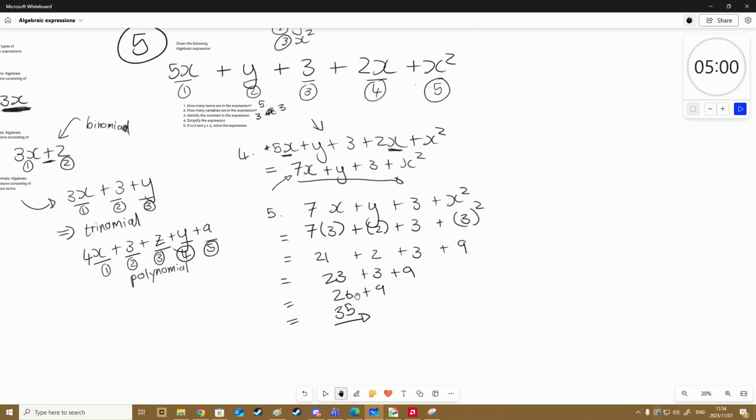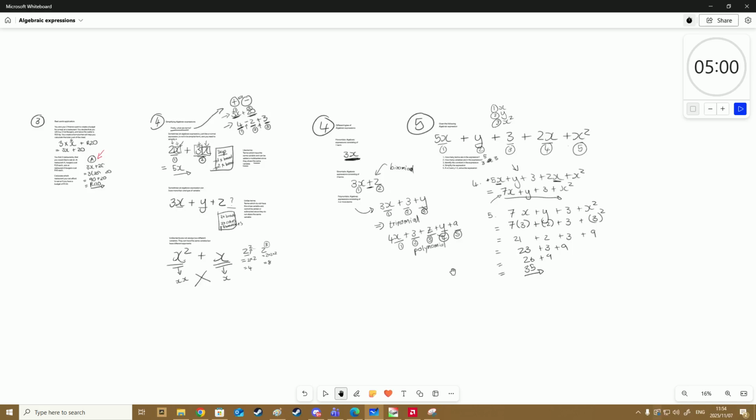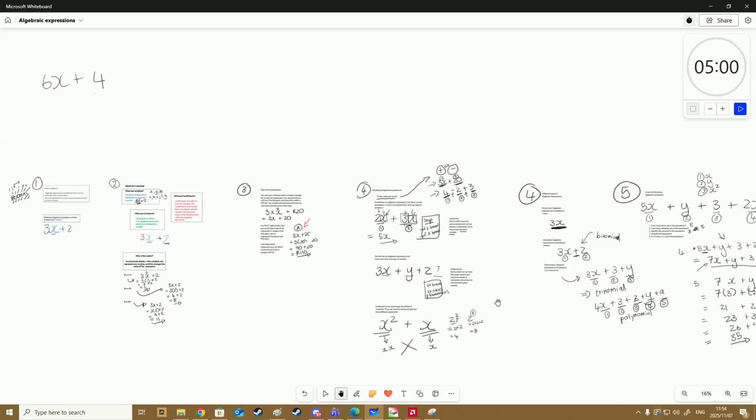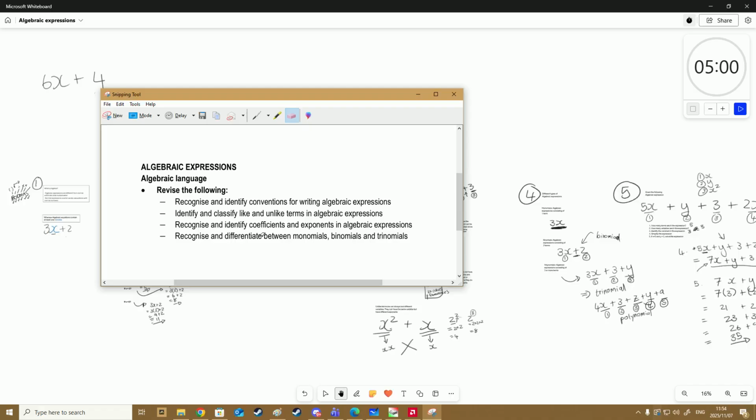Alright, hopefully this was a good refresher course on our expressions. Just to go over everything that we went through, we were able to recognize and identify conventions for writing algebraic expressions. We were able to identify and classify like and unlike terms in algebraic expressions, to recognize and identify coefficients and exponents in algebraic expressions, and recognize the difference between monomials, binomials, and trinomials, and also polynomials.